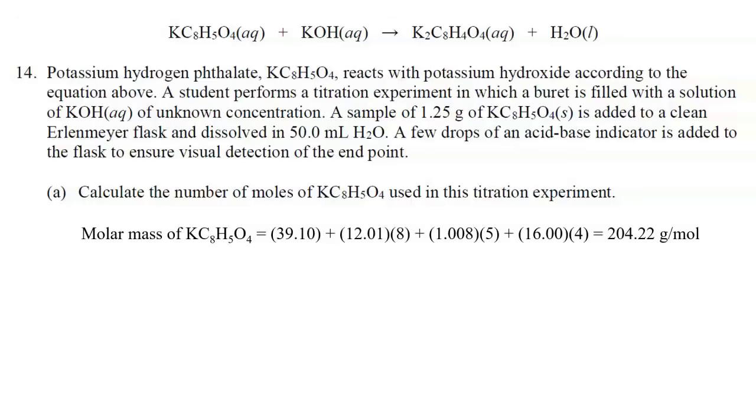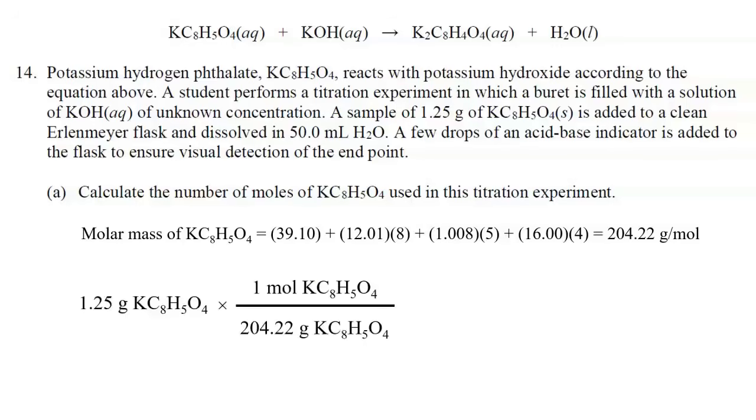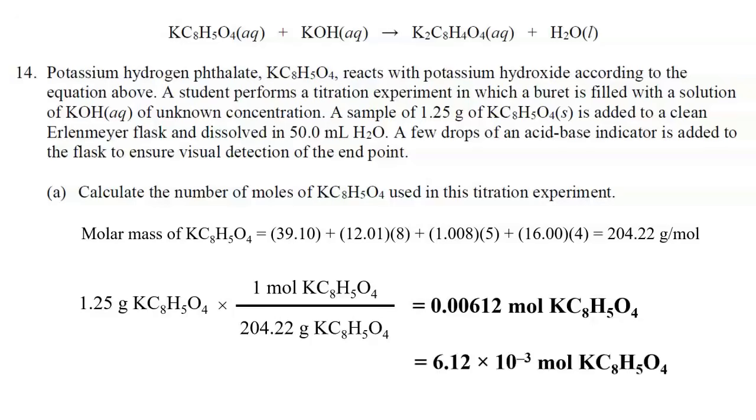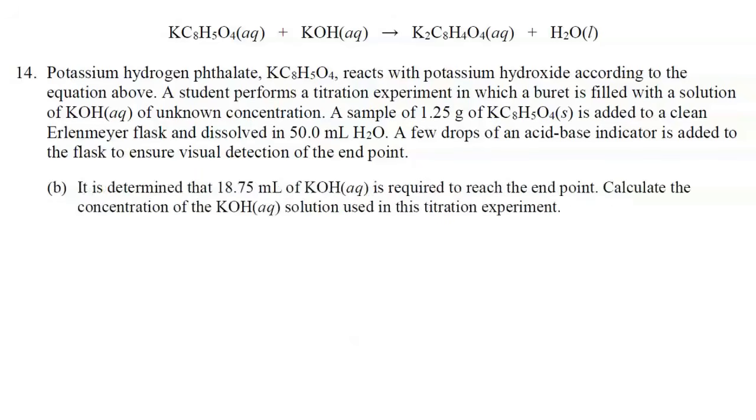Let's take the mass we're given in this problem, 1.25 grams of this chemical, times 1 mole over the molar mass. Do that math and we get the number of moles, which is 0.061209. Let's round this off to 3 significant figures based on the 1.25, which has 3 sig figs. So 0.00612, or you could write this in scientific notation, 6.12 times 10 to the negative third moles of this potassium hydrogen phthalate.